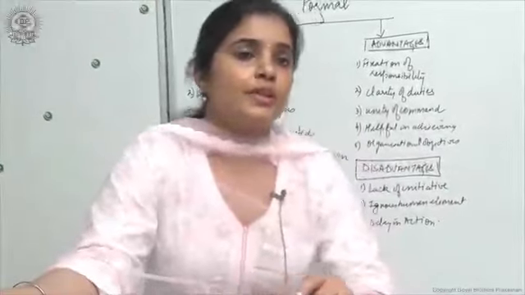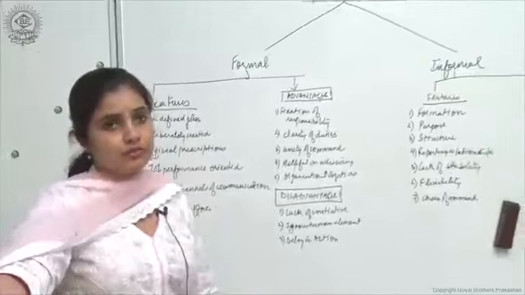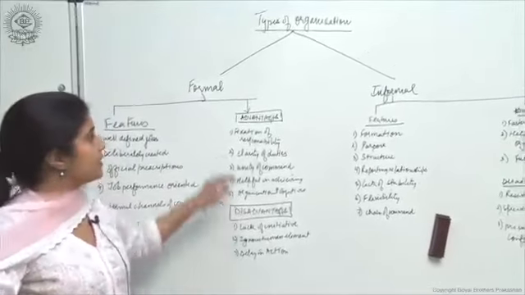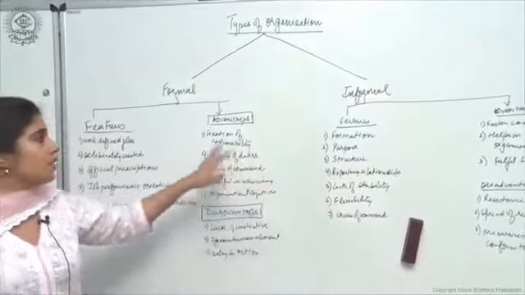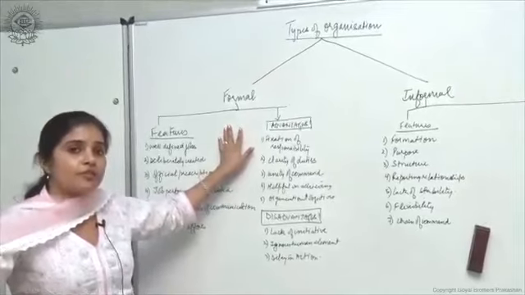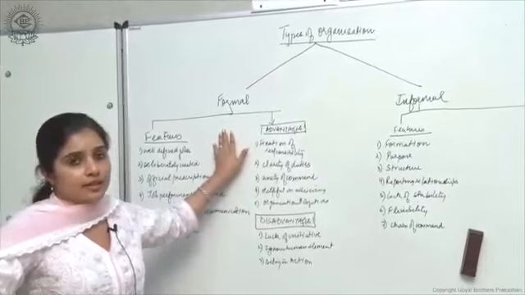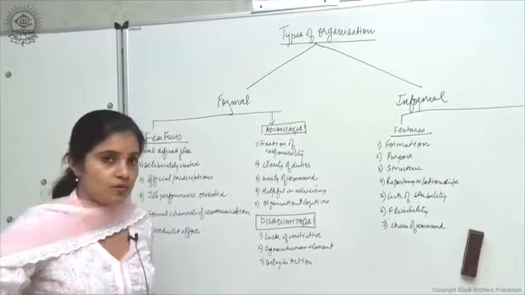Coming to the next topic, that is types of organizations. There are two types of organization in all business organizations, that is formal organization and informal organization. Formal organization refers to the basic organization structure which has deliberately been created by the organization for the fulfillment of the organizational goals.